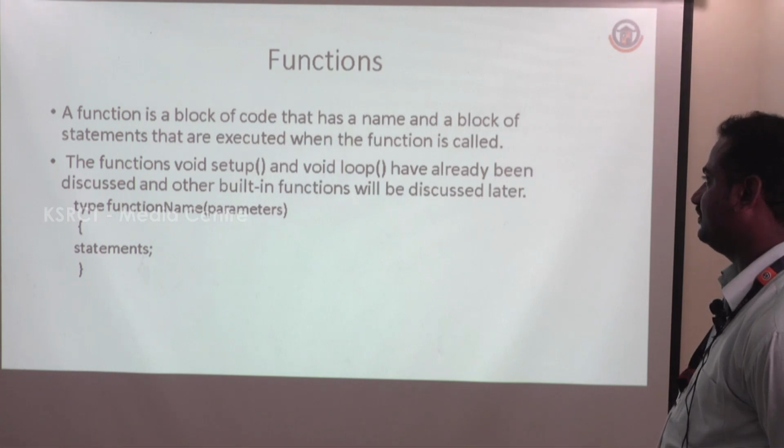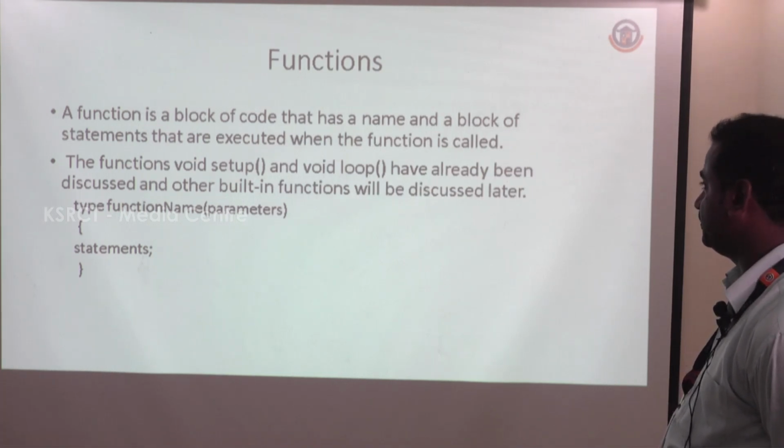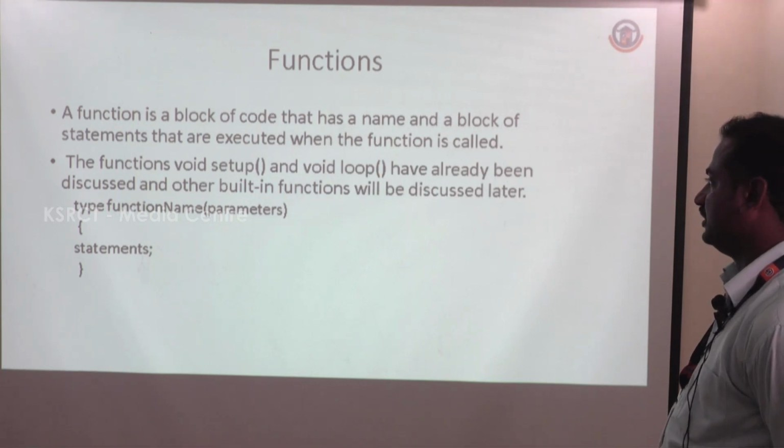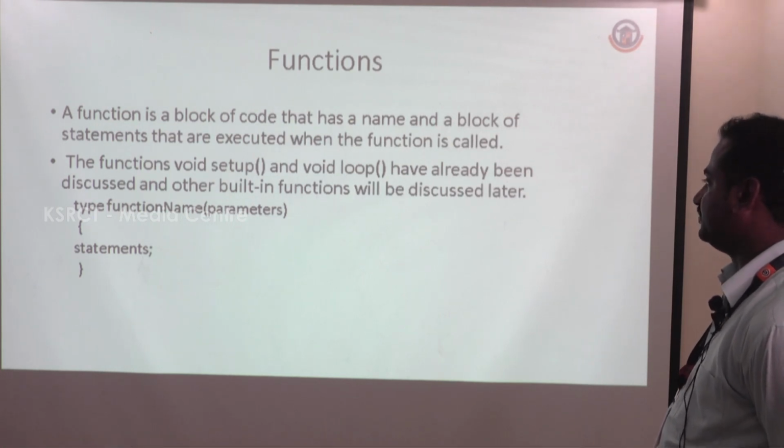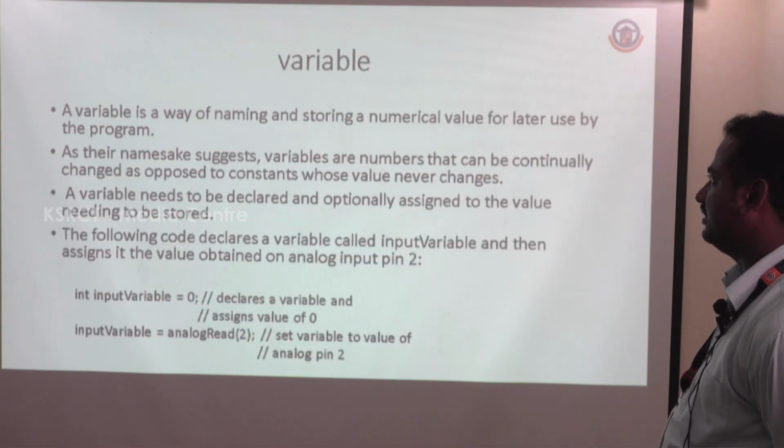And the next is functions. A function is a block of code that has a name and a block of statements that are executed when the function is called. So the functions void setup and void loop have already been discussed, and other built-in functions will be discussed later. Type, function name, that is a parameter, and within the braces we have a statement.